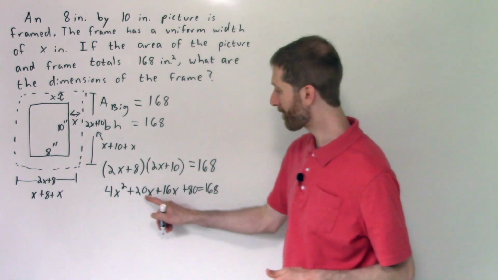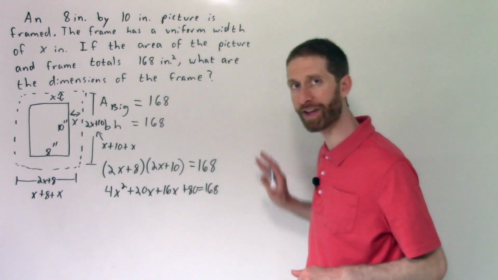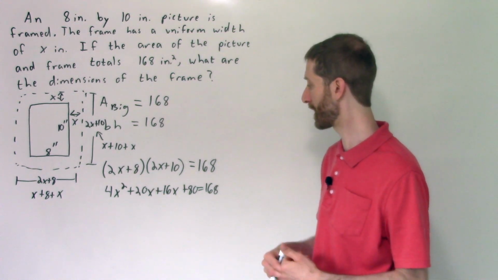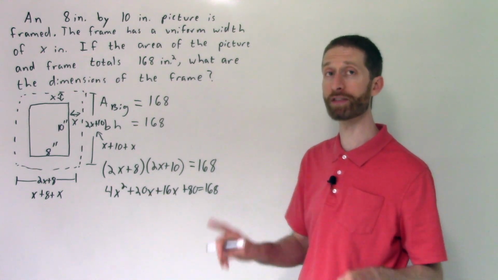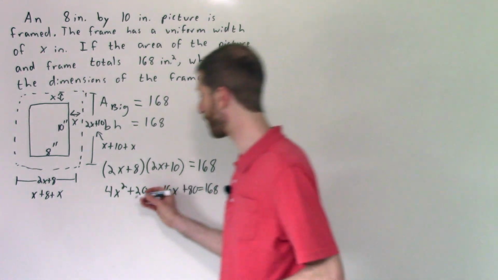Well, I see that we have x terms and an x squared term, so I've got to get everything equal to 0. I can't isolate x squared. So I'm going to subtract 168 and combine like terms. I'm going to do all of that in one step, because you can handle that now.